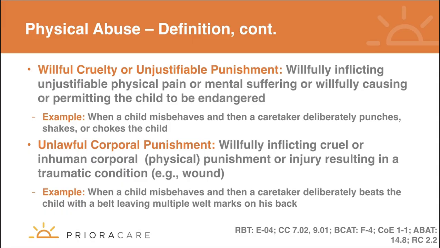Physical abuse also includes unlawful corporal punishment, such as willfully inflicting cruel or inhuman corporal, that is physical, punishment, or injury resulting in a traumatic condition, that is a wound. An example of this type of physical abuse might be when a child misbehaves and then a caretaker deliberately beats the child with a belt, leaving multiple welt marks on his back.